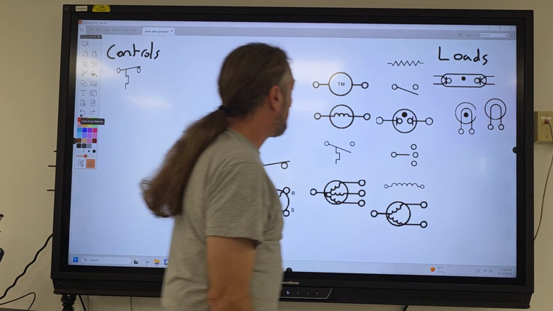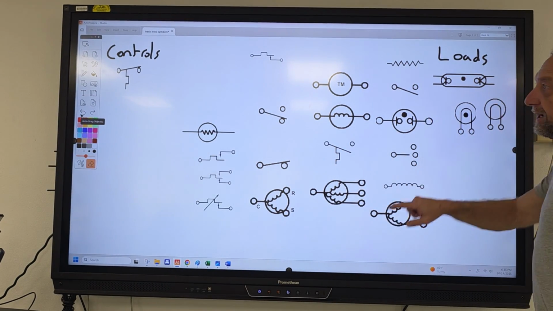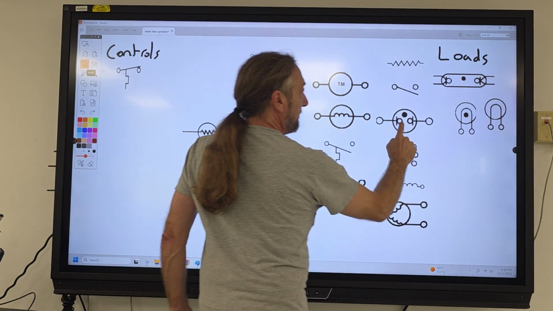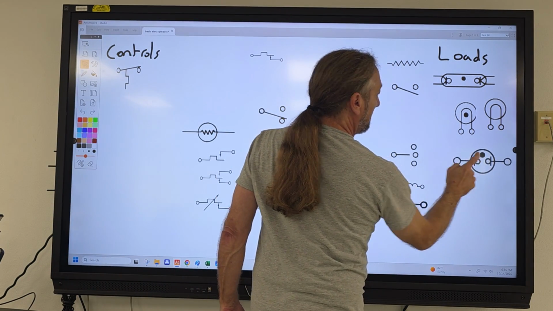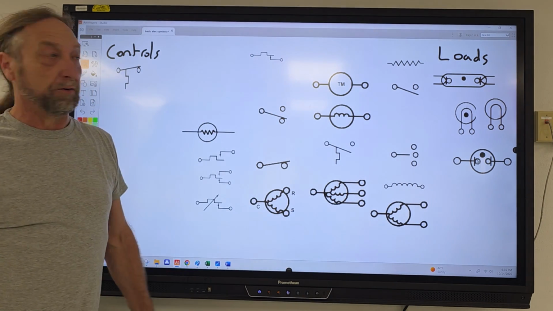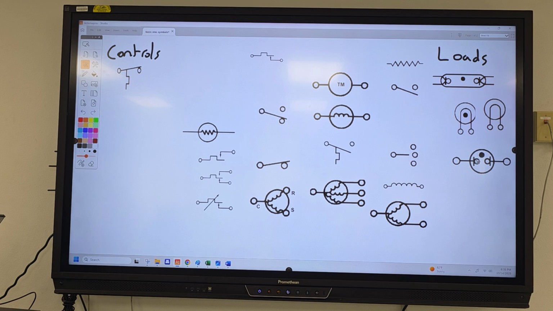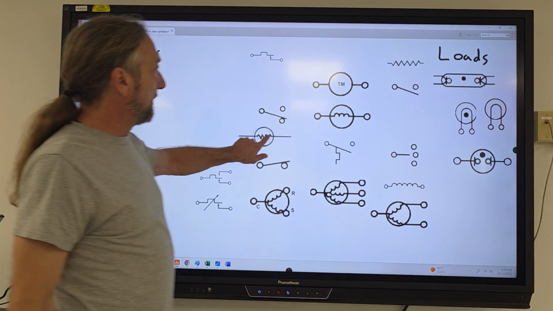Okay, so let's finish with the loads first. We got this one. Is there any other loads that you see here? Let's start with this column here. Is there any other loads in this first column on the left? Okay, what is this?